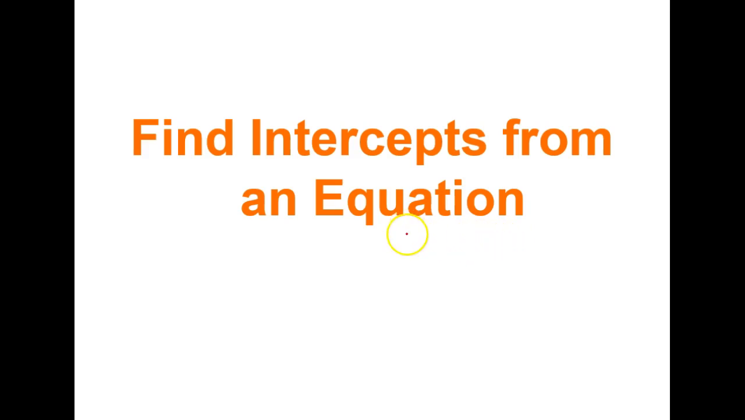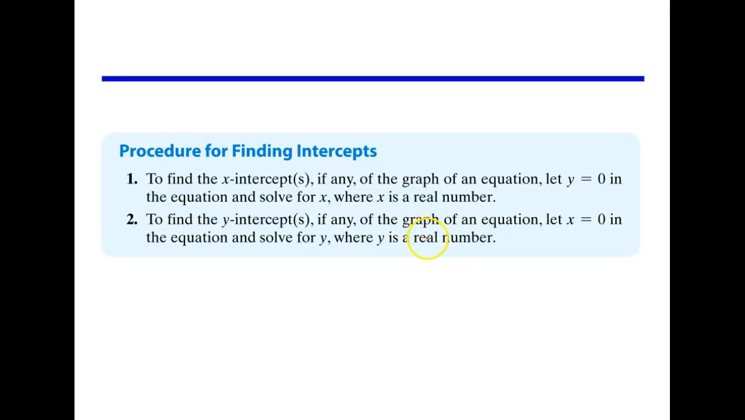Okay. So my next learning target: find intercepts from an equation. First we looked at graphs, and now we're looking at equations. So here's how I do this. To find my x-intercepts, I make y equal 0 in my equation and solve. To find the y-intercepts, I make x equal 0, and I solve and find those points.